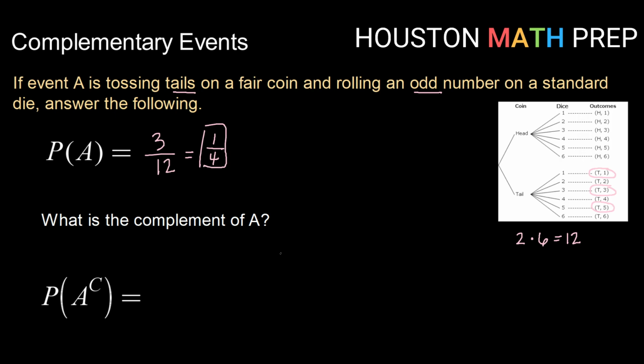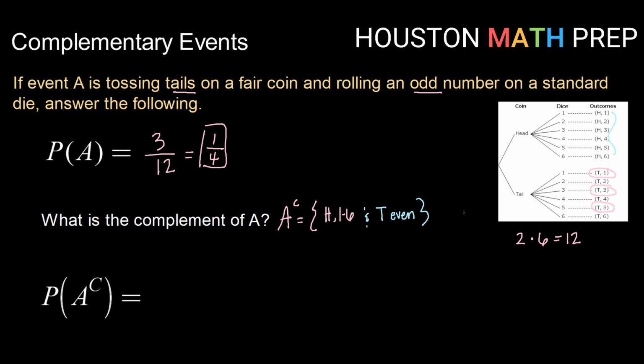What is the complement of A? Well, A complement would be all items in our sample space that are not in A. So that could be getting heads and then getting 1 through 6. So any of these 6 outcomes up here where we first tossed heads. And it also includes tails and an even number. So it includes all items in our sample space that are not included in A.